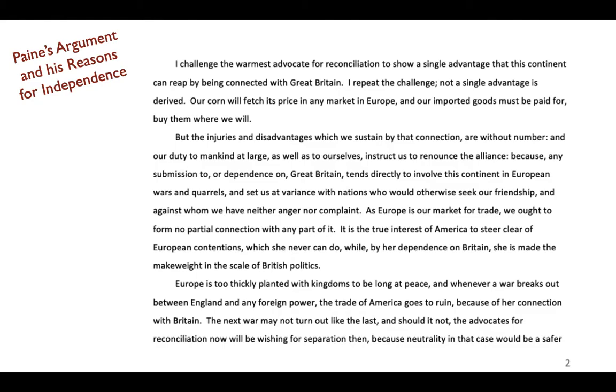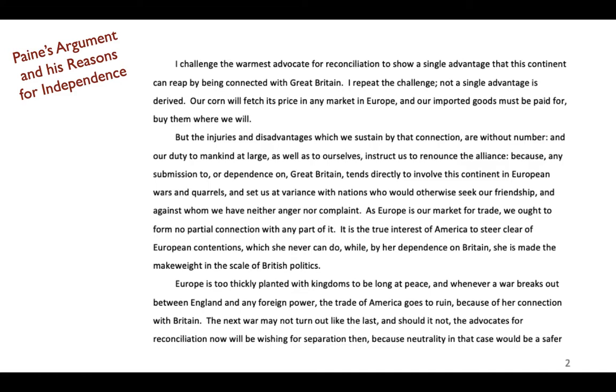Okay, so that's the second reason, that being aligned with Great Britain involves us in wars and quarrels, and if we weren't aligned with them, then we would still have friendly relations with these countries. So that's the last one that I'm going to do with you. So those are two of the reasons that he has for why we should be independent from Great Britain. And then I want you to find the other four, but I will continue to read it to you.